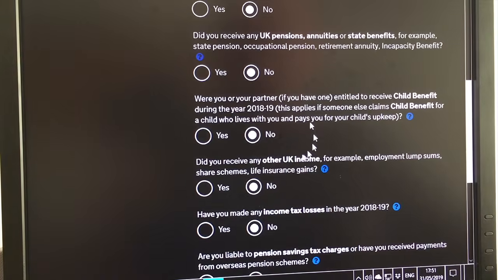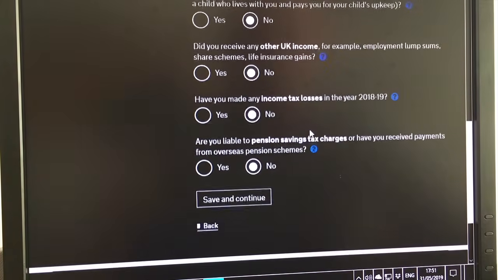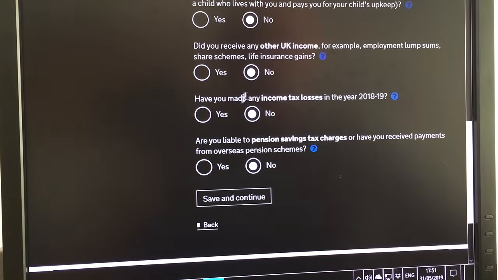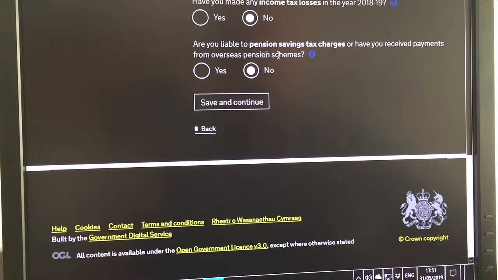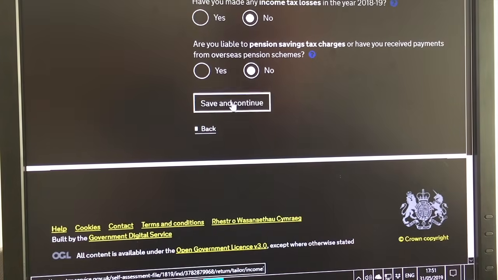here. Did you receive other UK income? No. Have you made any income tax losses? Say no. Are you liable to pension savings tax? We're not going to go into that, but no. So you save and continue.